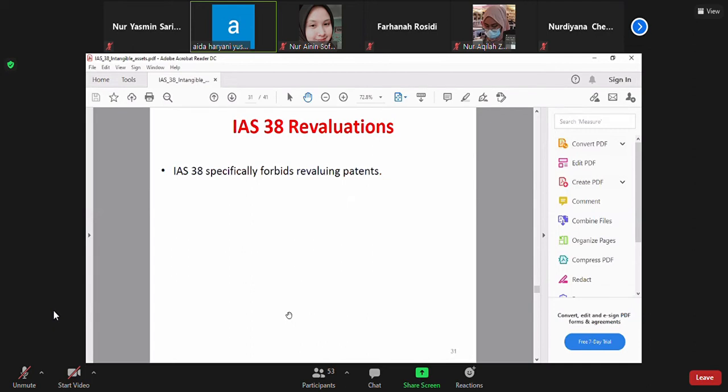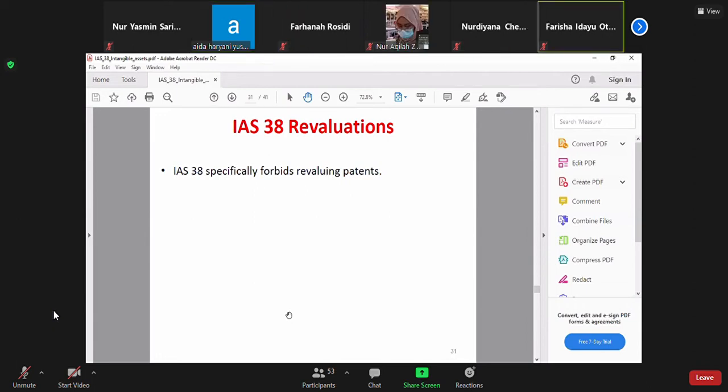Okay. So IAS 38 specifically forbids revaluing patterns. Patterns mana boleh revalue? Patterns. Kalau orang come up with the patterns, pattern daging harimau menangis contohnya, contoh Nilofa punya tu. Pattern dark scarf contohnya, pattern Nilofa punya tudung macam mana nak revalue. So that's why IAS 38 forbids the revaluing patterns.